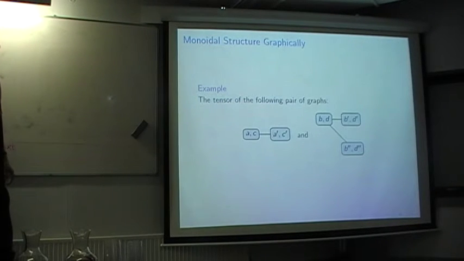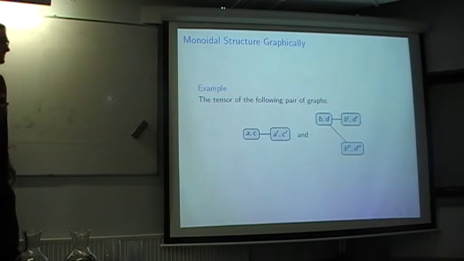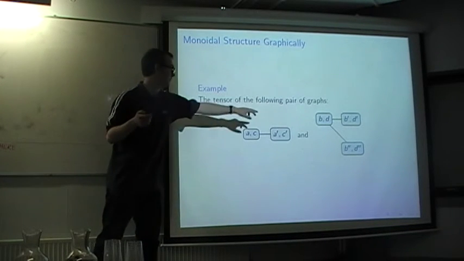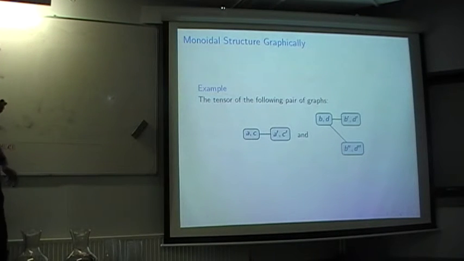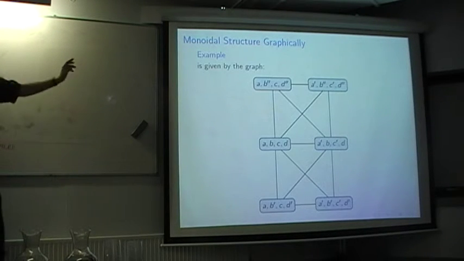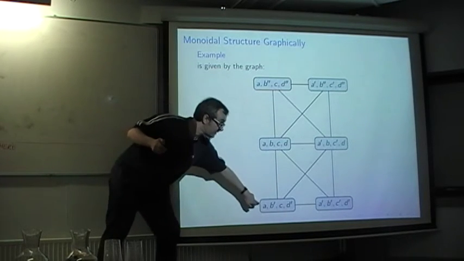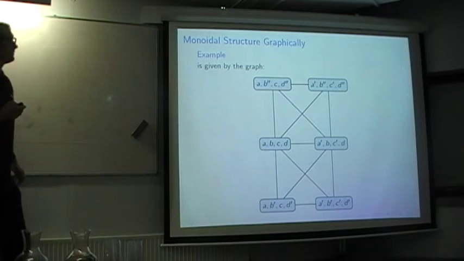So this is an example. I won't belabor this as I'm already on the accelerometer. So we take these two simple graphs here and we tensor those guys up. And we get this thing, which isn't a complete graph, although there's lots of arrows around. There's some extra edges that aren't in here, for instance, this guy here, so we don't get complete graphs.